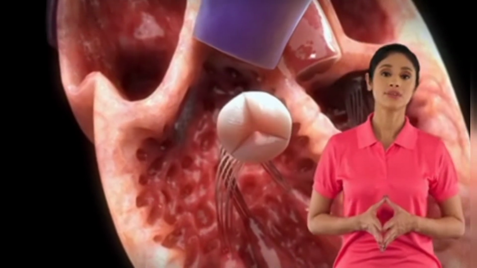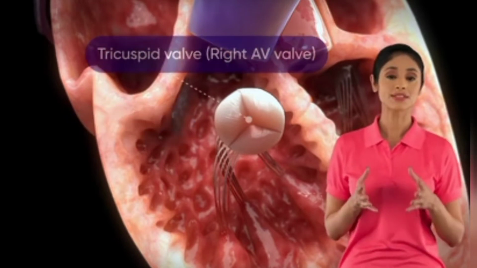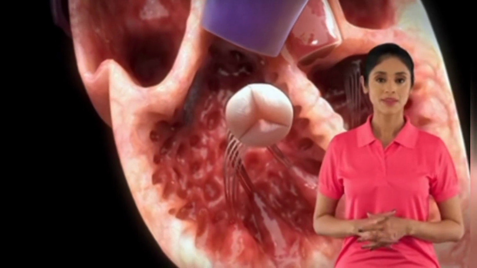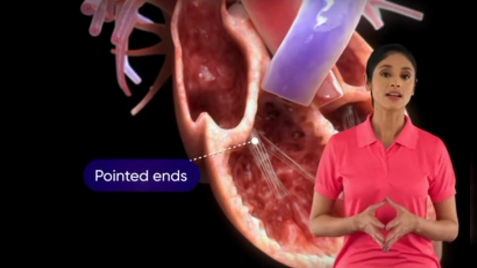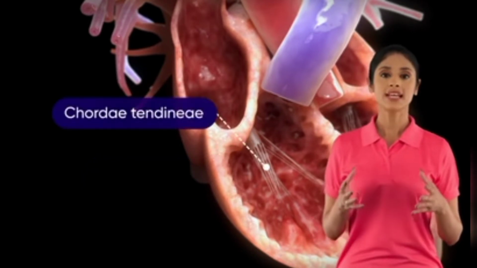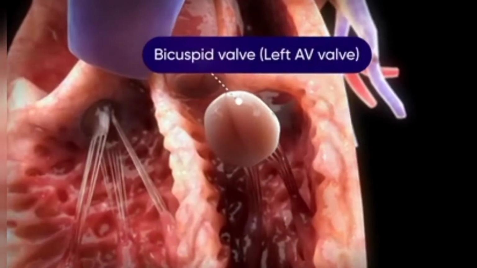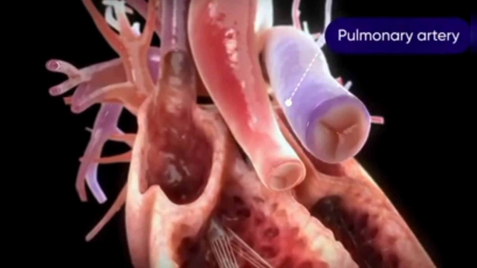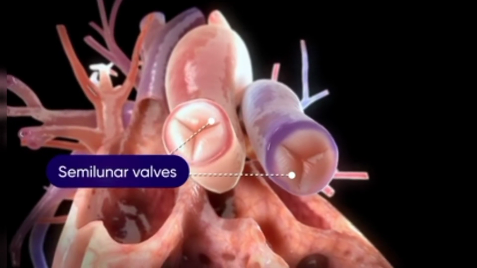The right atrioventricular valve lies between the right atrium and the right ventricle. It is called the tricuspid valve, as it consists of 3 flaps. The pointed end of the flaps are projected towards the ventricles. These are attached to the wall of the ventricles through tendons like cords, called chordae tendineae. The left AV valve is made up of 2 flaps and is thus called the bicuspid valve. The pulmonary artery and the aorta have semilunar valves, which prevent the backflow of blood into the ventricles.